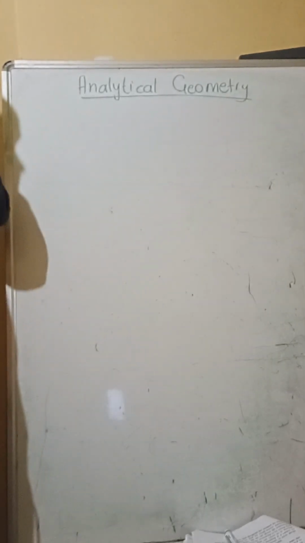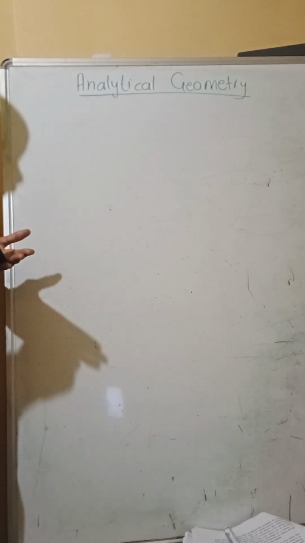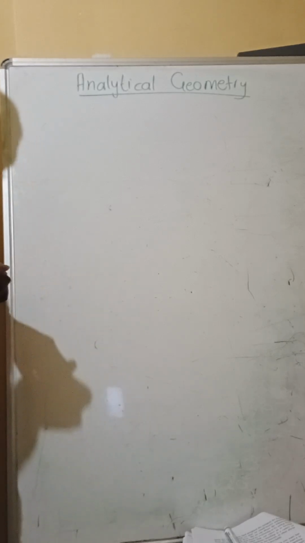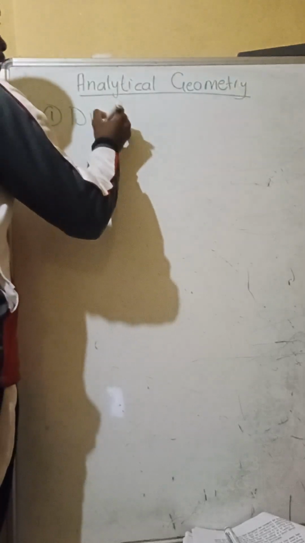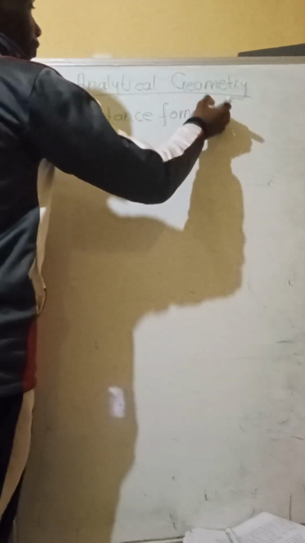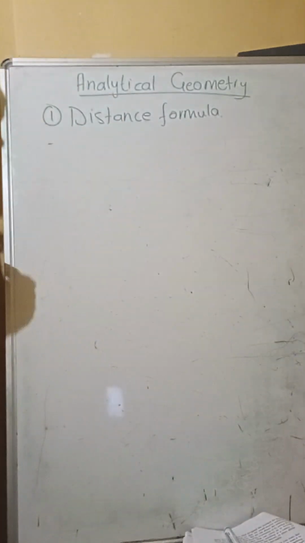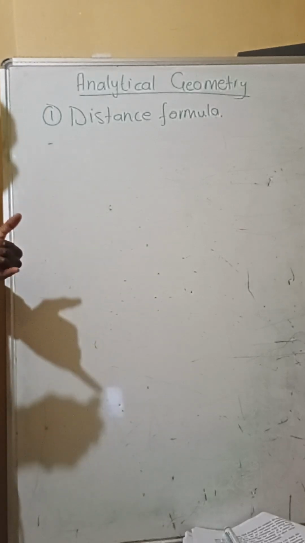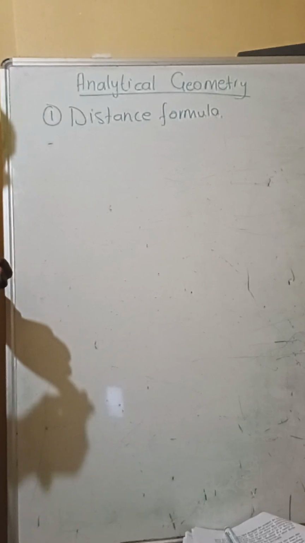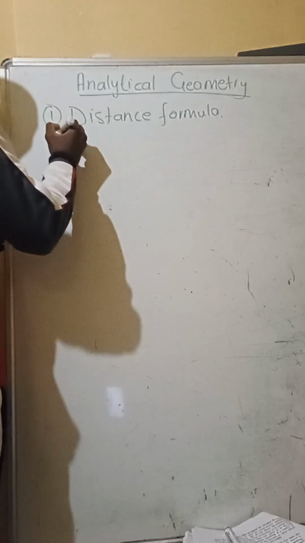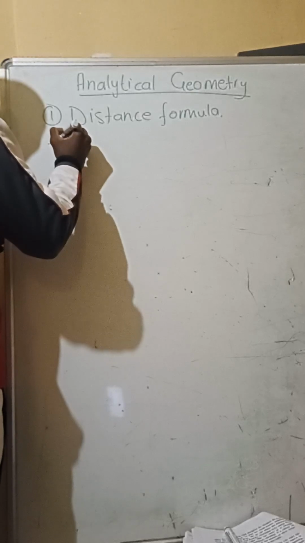Analytical geometry. For analytical geometry, we have a few formulas that we are going to use. The first one is what we call the distance formula. You use it if the question says calculate the length in meters or calculate the distance.